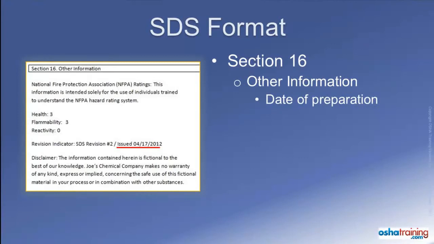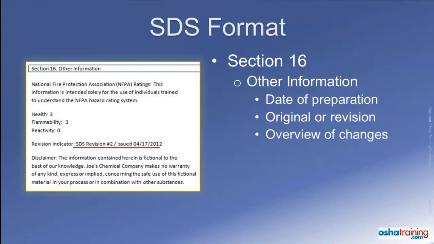And finally, Section 16 of Safety Data Sheets, titled Other Information, lists details such as the date the safety data sheet was prepared, if this is the original version issued or a revised version, and in some cases an overview of any changes that were made during the last revision. And in some cases, the manufacturer or distributor may choose to put other information about their product in this section, as well as any applicable disclaimers.